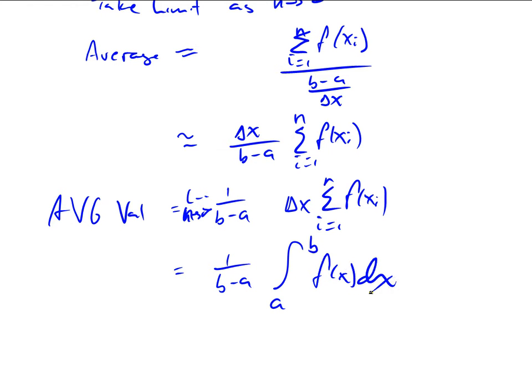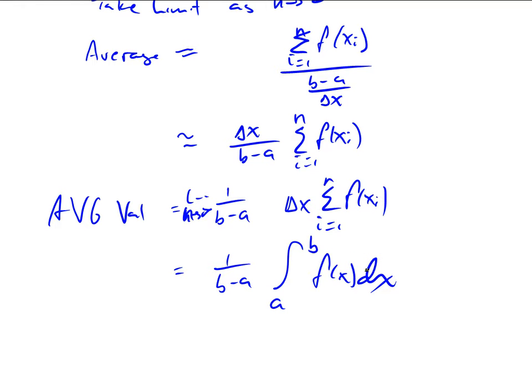So I think about it first in terms of how do I calculate averages? I take a whole bunch of things, I add them up and divide by however many I have. And then that's what I'm doing, but I'm taking the limit as that number of things goes to infinity, and it turned into this integral.